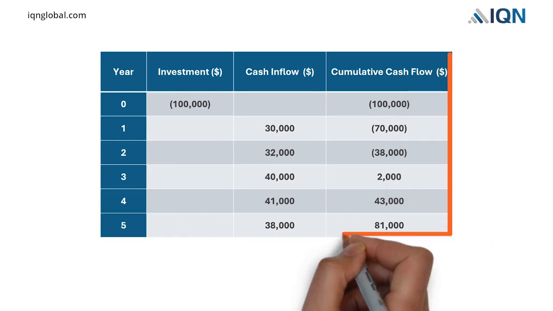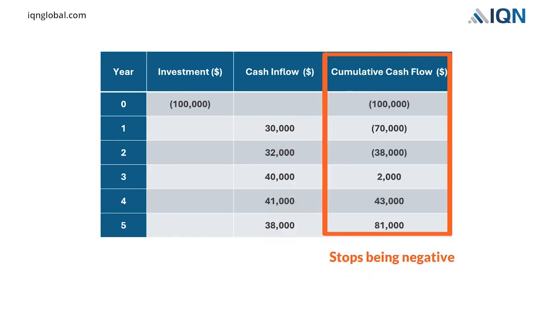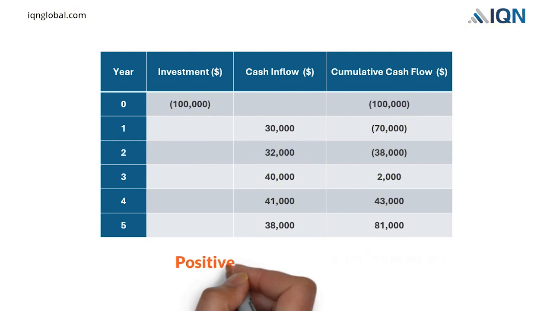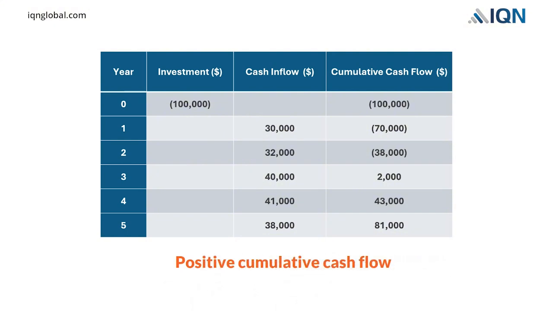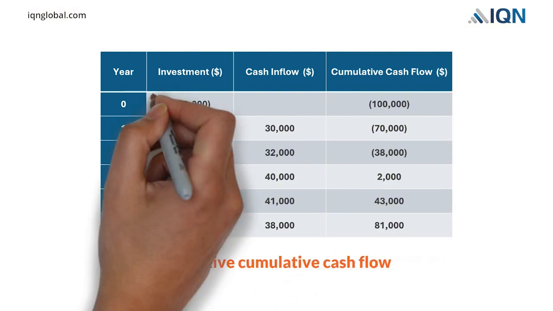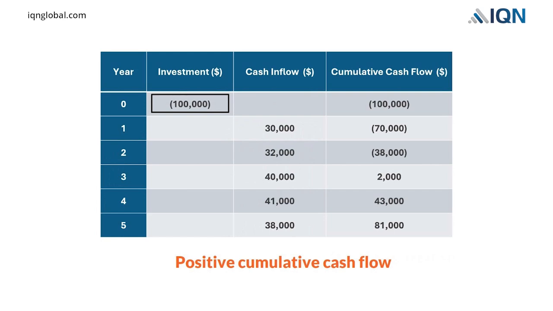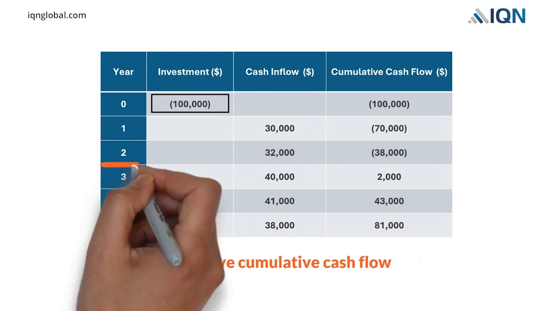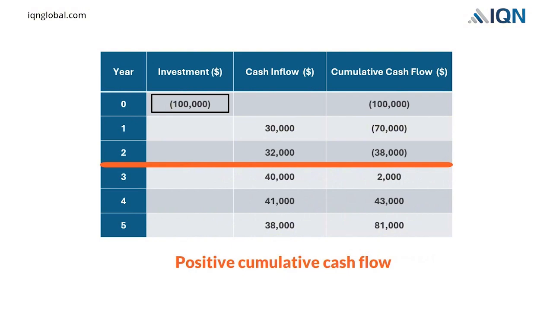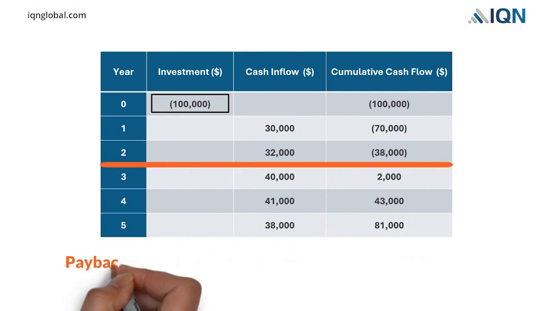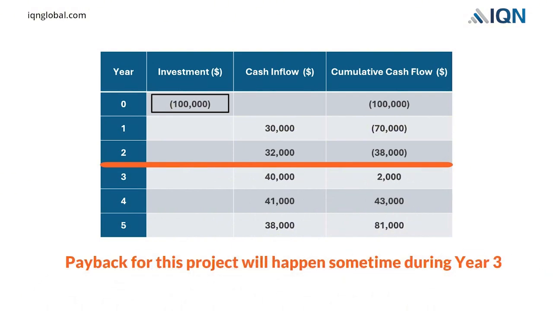Payback occurs when the cumulative cash flow stops being negative and starts to become positive. In our example, positive cumulative cash flow indicates the timeline when the project has recovered its initial investment, the outflow of $100,000. The exact break-even will happen after year 2, but before the end of year 3. That is, the payback for this project will happen sometime during year 3.